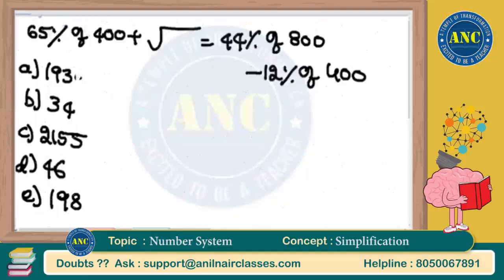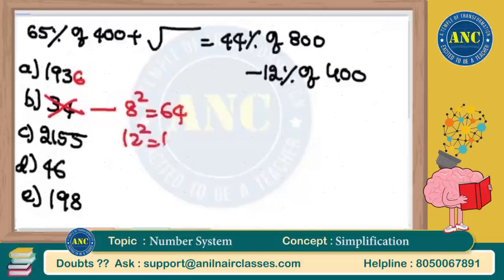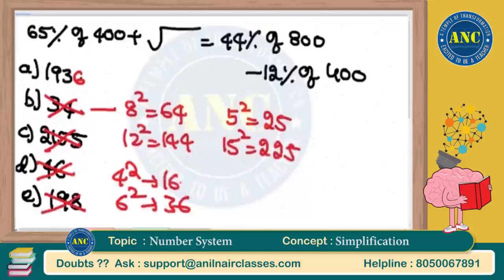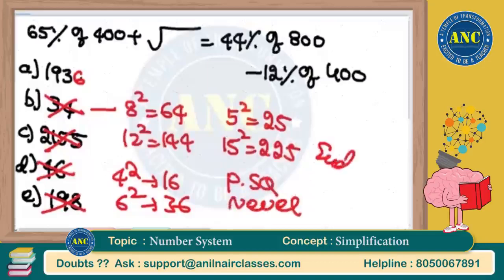1936. If you see any perfect square ending with 4, the tens place should be even. 8 square is 64, 12 square is 144. Any perfect square ending with 5, the tens place is even. 5 square is 25, 15 square is 225. Any perfect square ending with 6, the tens place is odd. 4 square is 16, 6 square is 36. A perfect square never ends with 2, 3, 7 or 8. A beautiful question where the logic of perfect squares is used to eliminate absolutely all the options. Are you all with me, sir? Right? Only shortcuts will be discussed in the class.